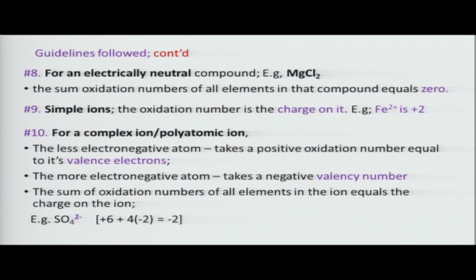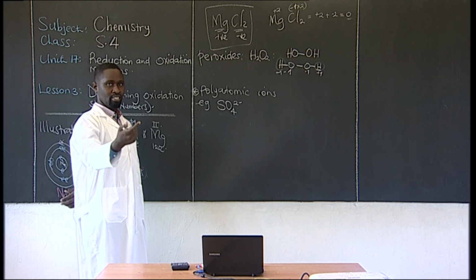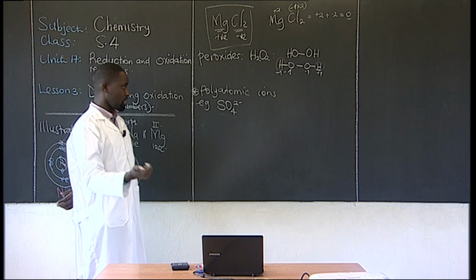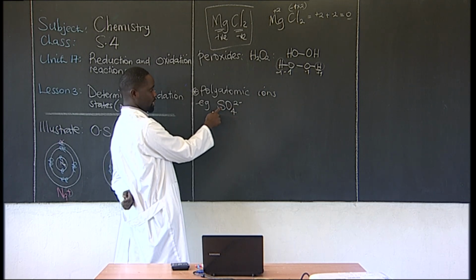Let's look at polyatomic ions. As an example, we're using the sulfate. It has many atoms involved. So in this case, how do we get the oxidation numbers of this? First aspect is we look at which one has the higher tendency of gaining electrons. That is more electronegative, which is oxygen. So oxygen will attain a negative, sulfur will attain a positive.